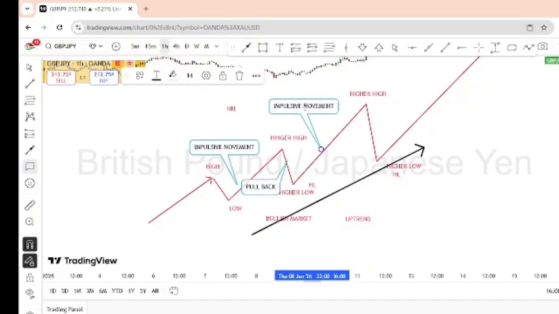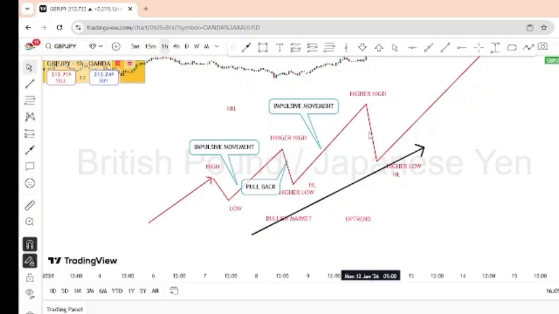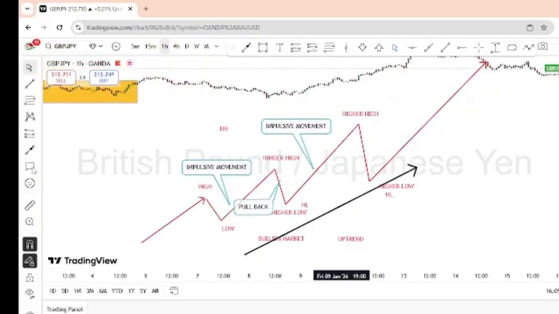Impulsive movement. Then again we have the pullback. And the pullback also means the retracement. Pullback or retracement, or it also means correction.